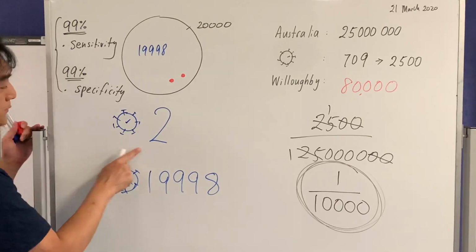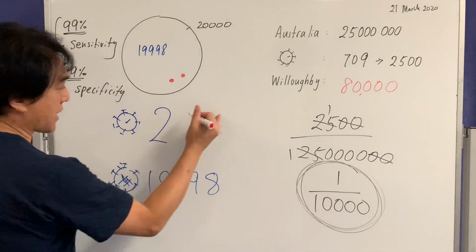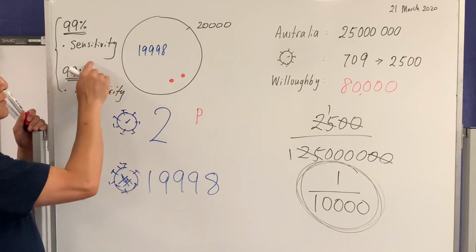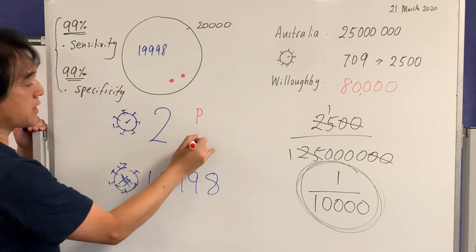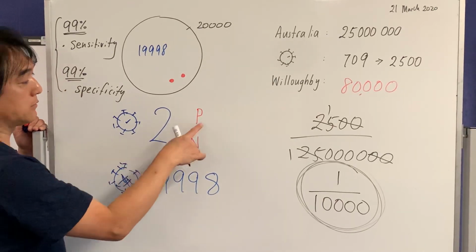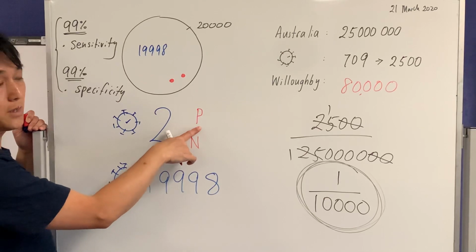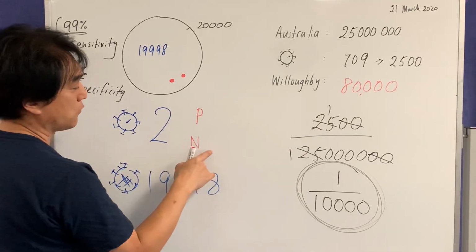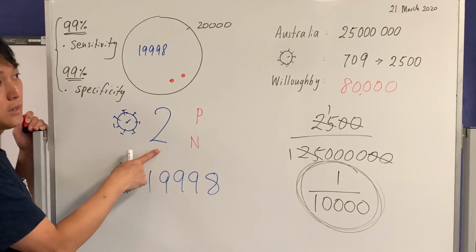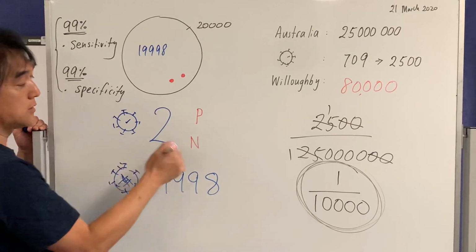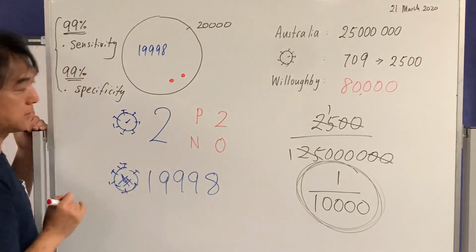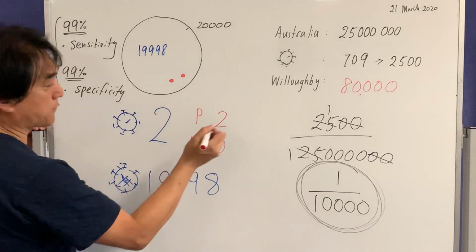When we test these 2 people with this testing kit, 99% of these people will come out with a positive result, means you have coronavirus. 1% mistake here. 1% of 2 people is only 0.02 of a person. So let's say no mistakes here, and 2 people come out with, yes, you have coronavirus.